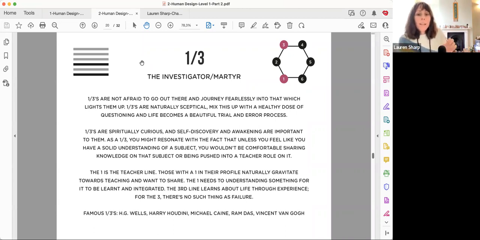So the 1-3 is about being that investigator. It's that martyr, but with the 3, there's this experimental aspect. The 1 is all about investigation, this questioning, this trial and error, the spiritual curiosity, the self-discovery, trying to understand, having a solid foundation of the subject, practicing, working it out, sitting, reflecting.